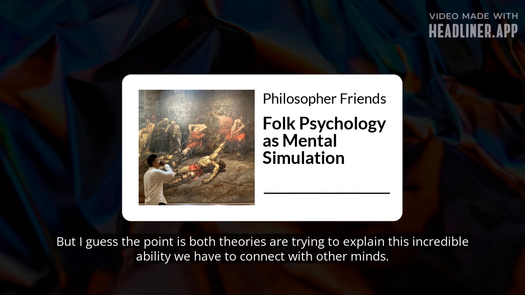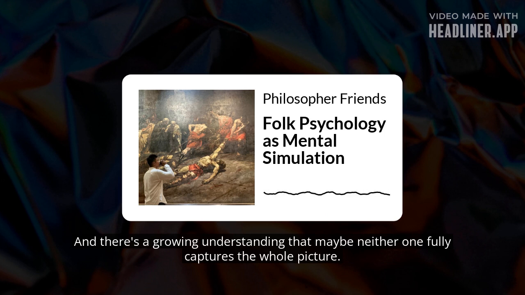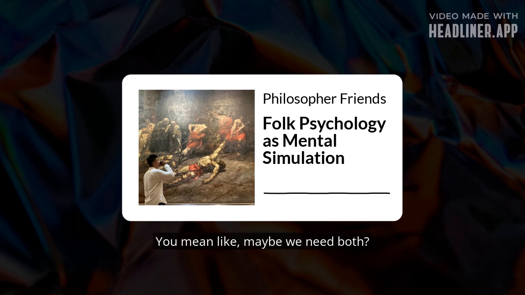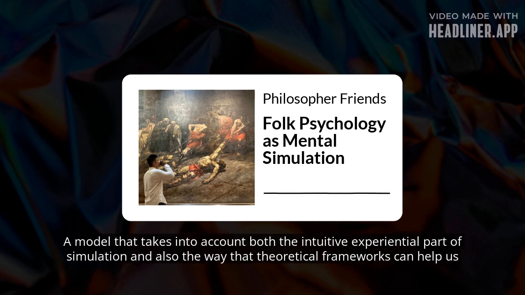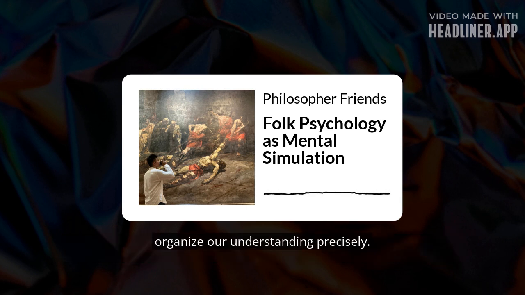But I guess the point is, both theories are trying to explain this incredible ability we have to connect with other minds. They are, and there's a growing understanding that maybe neither one fully captures the whole picture. You mean like maybe we need both? Possibly. Maybe we need a hybrid model that combines aspects of both simulation and theory. I like that. A model that takes into account both the intuitive, experiential part of simulation and also the way that theoretical frameworks can help us organize our understanding.